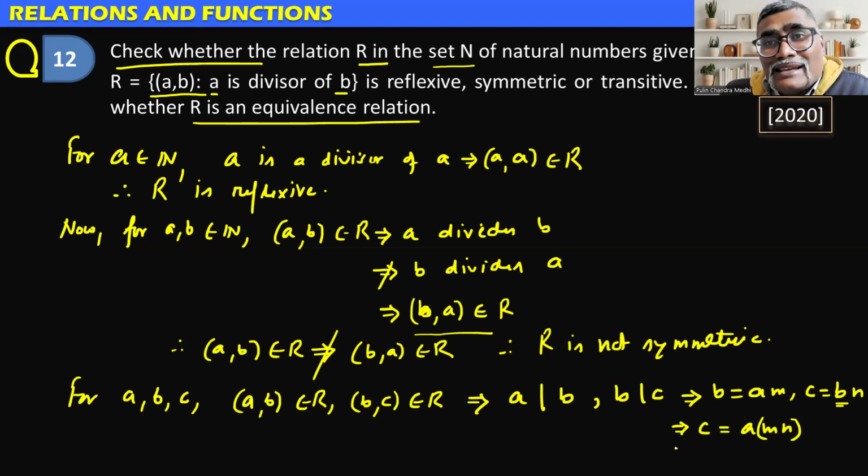So what can I say? A divides C because C can be expressed as a product of A and some integer. So it divides, so it is transitive. So if it is transitive, what will be your conclusion? It is an equivalence relation. Very good. This is an important question. Please try to see.